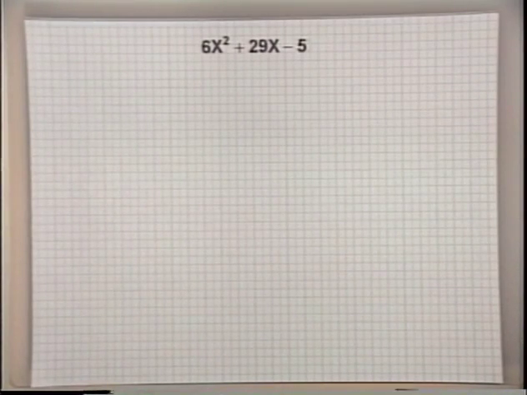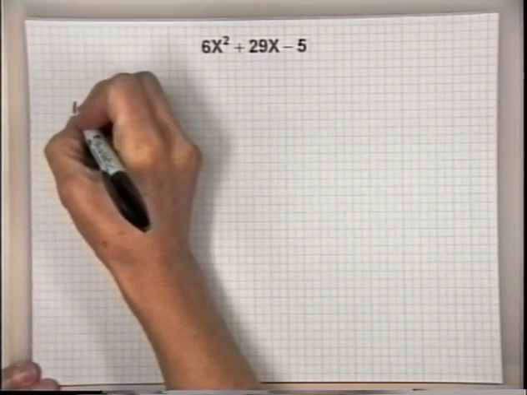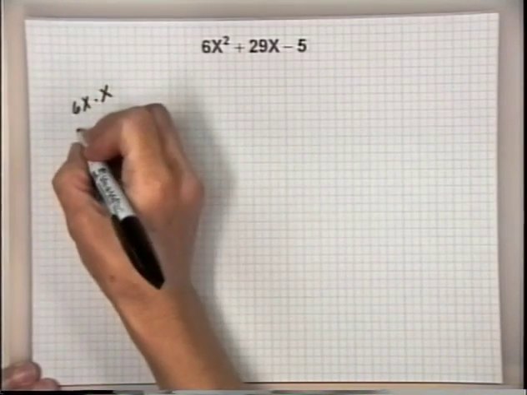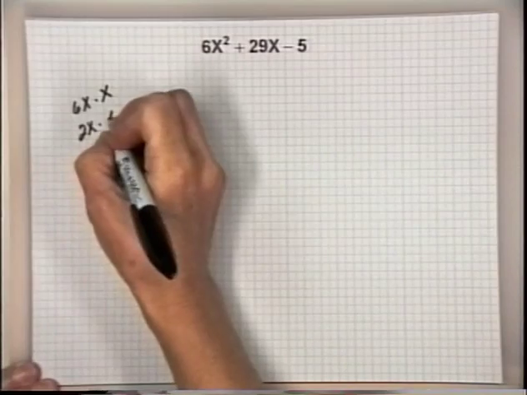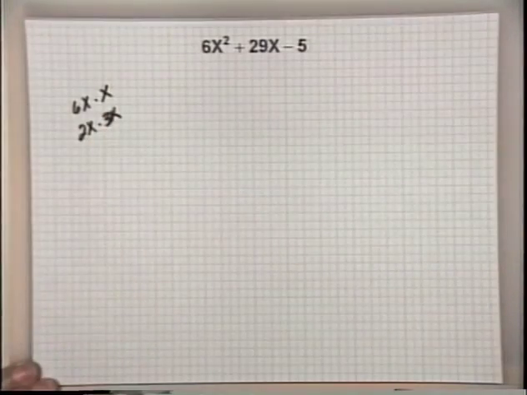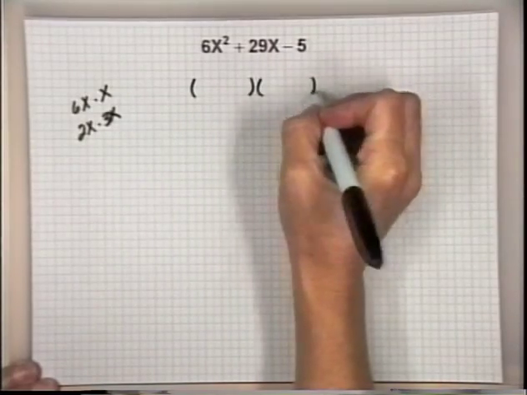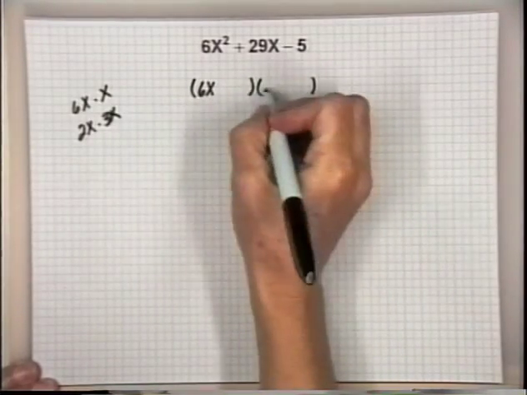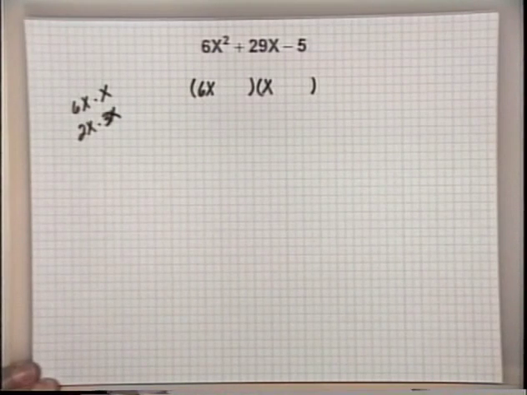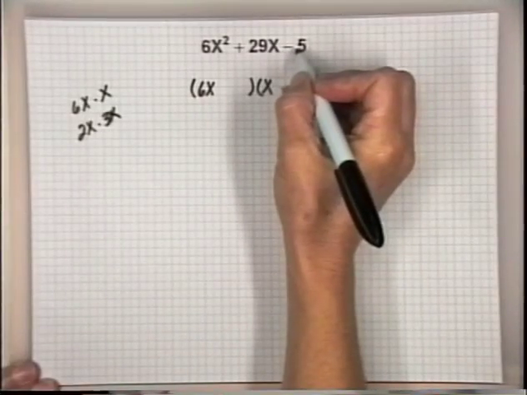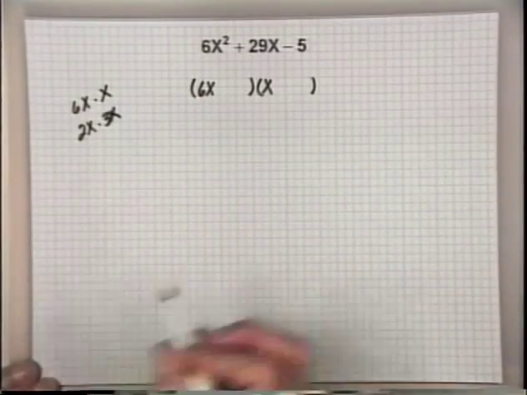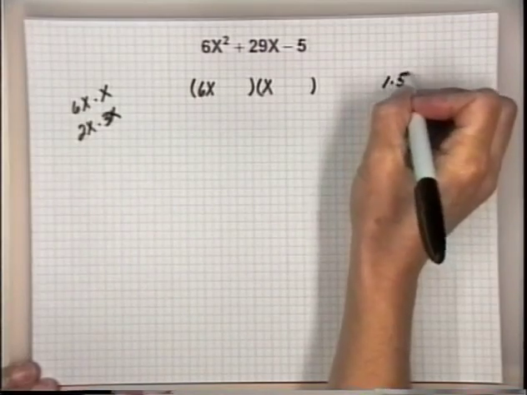6x squared plus 29x minus 5. Again, there is not a common factor. Our choices are 6x times 1x or 2x times 3x again. Now 29 really is a big number, so I'm going to try the larger numbers, 6x first. 6x times 1x gives me my first term of 6x squared. I notice that I will have opposite signs in this problem. The only choices are 1 times 5.